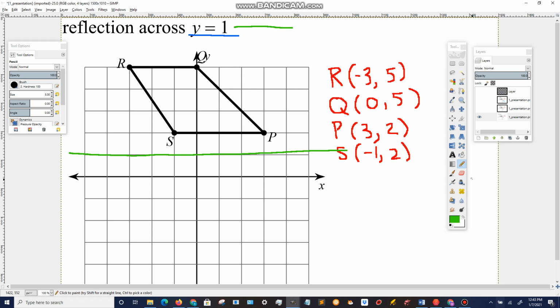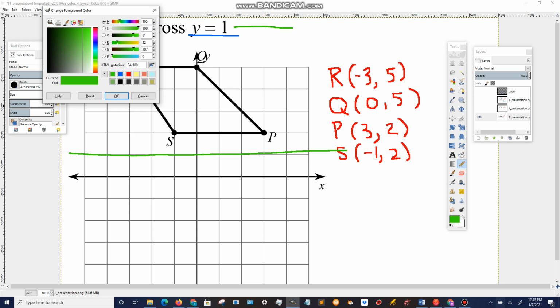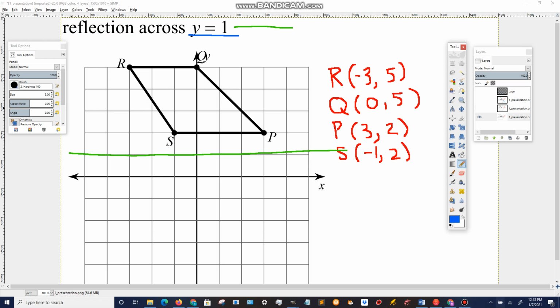So that's my mirror. And then what you're going to do is just what I did before. You're going to say, okay, I'm going to focus on S. S looks like it's 1 unit away, so S is going to be right there. It's 1 unit away the other direction. P lines up in the same spot right here, so I'm going to put that one right there.